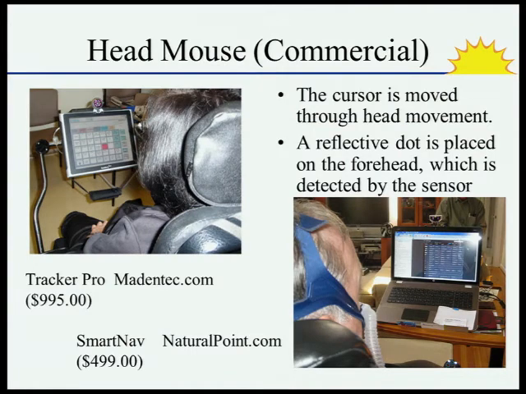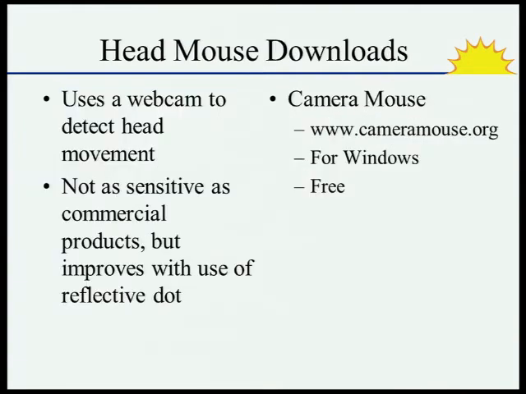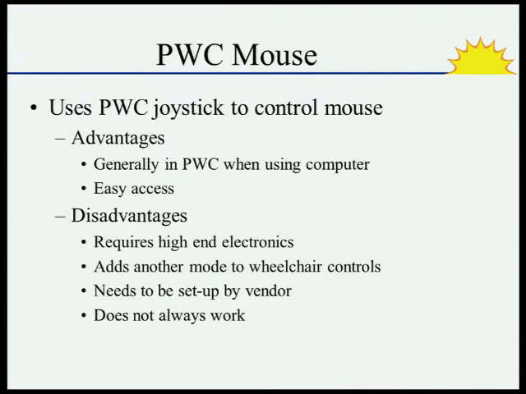Head mouse is the next step up if somebody's having difficulty accessing a regular mouse with their hand. Head mouse options are fantastic. They are a little bit more difficult to control, but people can use them very nicely. The one gentleman uses a reflective dot on their head and moves, and the sensor reads it. Now, they also have free ones. They're not as precise as the commercial ones. However, if you add the reflective dot, it does increase how precise it is.